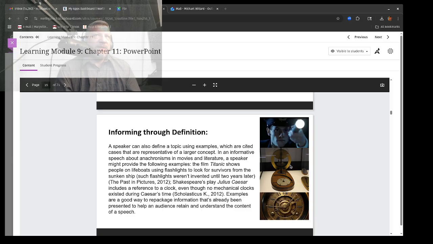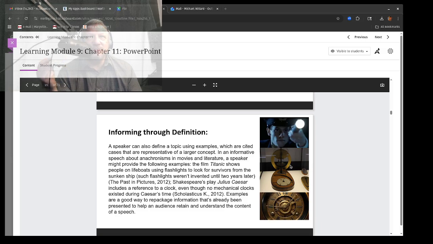When we think about defining things too, I had a speech given about the Titanic, and they talked about the good, the imaginary, and we're not sure if this was true. And one of the things they talked about in that speech, which I thought was brilliant, was the fact that people were looking for survivors from the sunken ship with flashlights, but flashlights had yet to be invented.